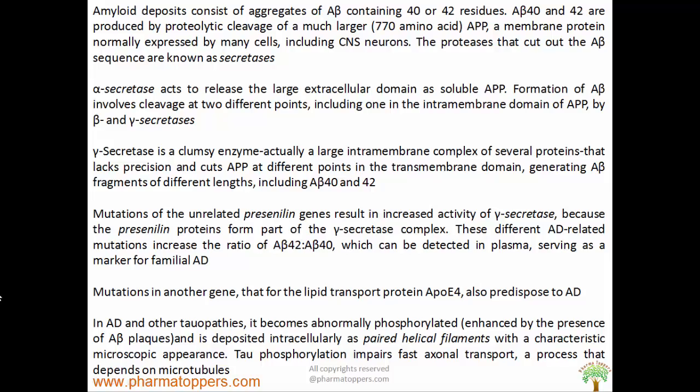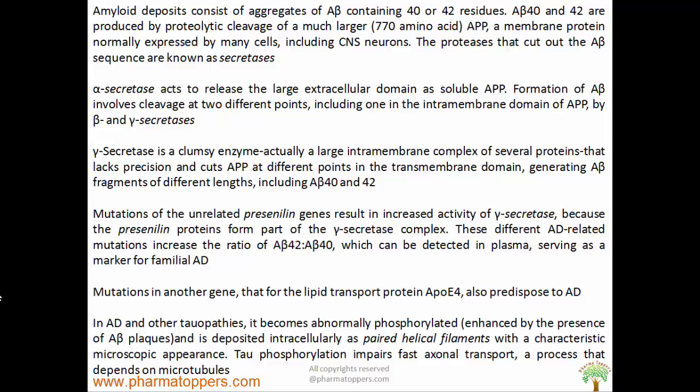So amyloid deposits consist of aggregates of A beta containing 40 or 42 residues. A beta 40 is produced normally in small amounts, whereas A beta 42 is overproduced as a result of genetic mutations and shows a stronger tendency to aggregate. A beta 40 and 42 are produced by the proteolytic cleavage of a much larger, 770 amino acid APP, a membrane protein normally expressed by many cells including CNS neurons. The proteases that cut out the A beta sequence are known as secretases. So alpha secretase acts to release the large extracellular domain as soluble APP.